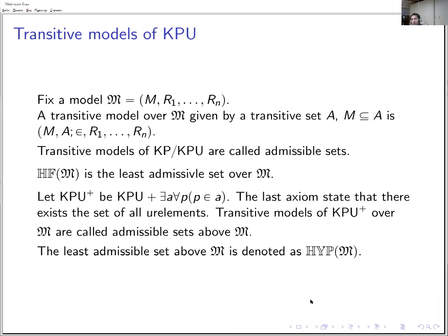The set of all recursive well-orderings is well known to be pi11 complete, and thus it couldn't have a sigma 1 definition. So this is the contradiction. Now let's talk about transitive models of KPU. It's a bit richer world.